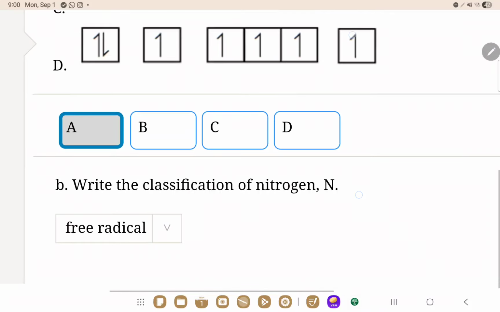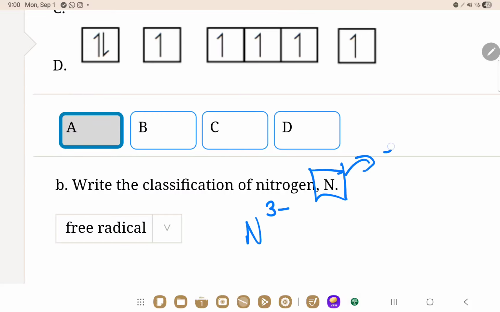Now, what's the classification of nitrogen? Nitrogen is a free radical. Why is it a free radical? It's because nitrogen exists with 3-, so it's ready to pair. If it's ready to pair and it's unstable, it's a free radical. If it's stable, it's not a free radical. Now nitrogen as itself is a free radical.